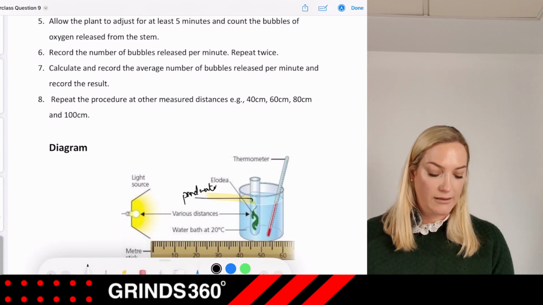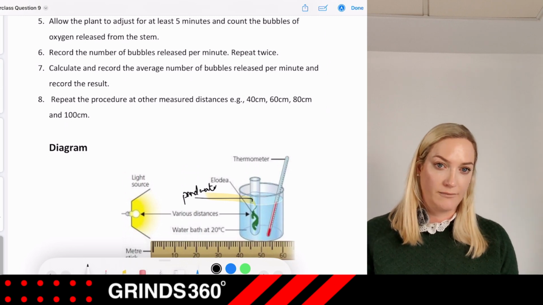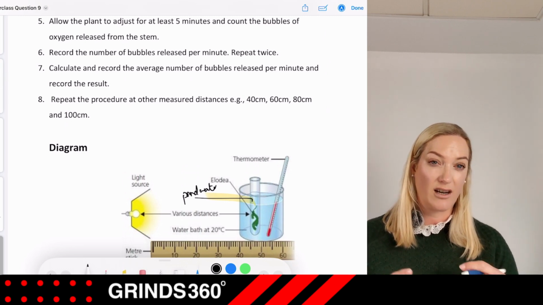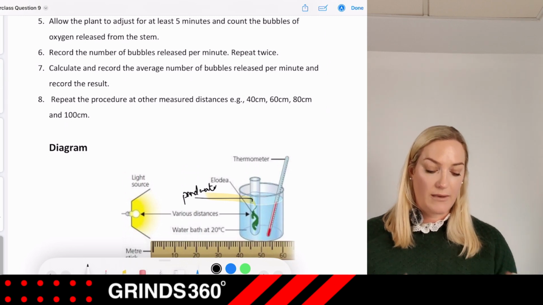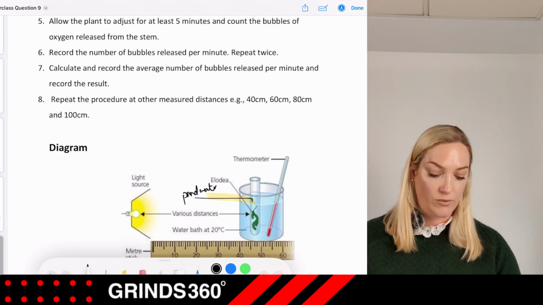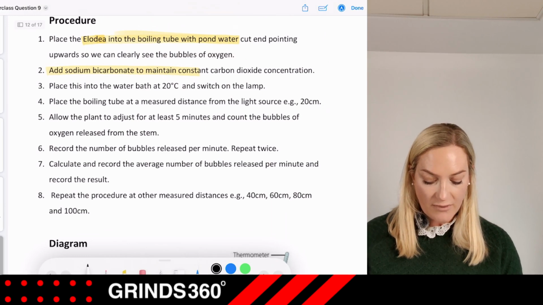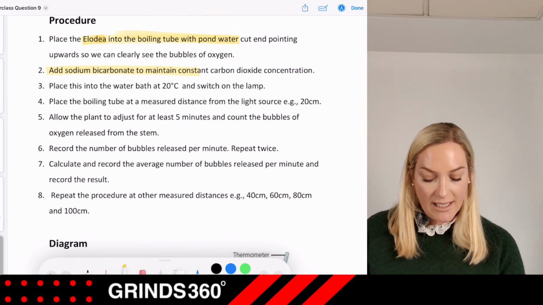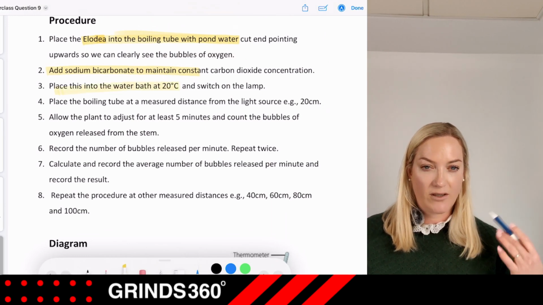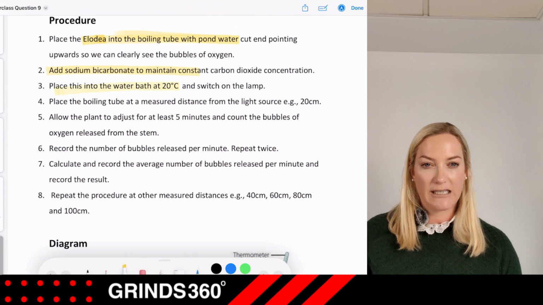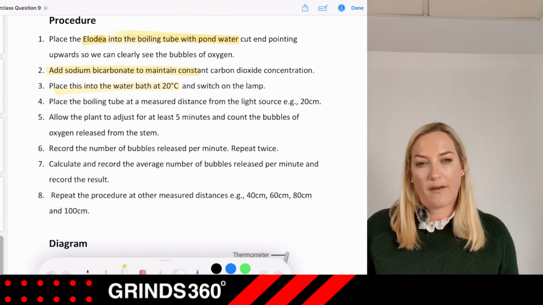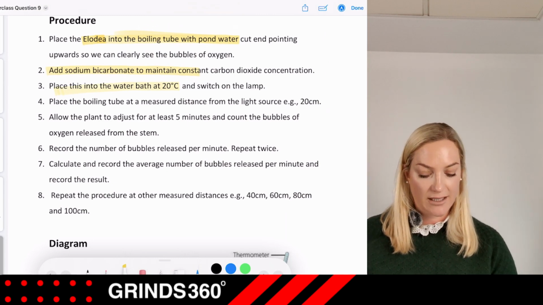in a water bath, and your water bath is a beaker. Okay, probably I would use a very large beaker, and in my beaker, the water here is just normal water from the tap. So you're going to place this into the water bath at 20 degrees, and we're going to switch on our light source. And when we switch on our light source, we're going to give about 5 minutes for your pondweed to get used to it.